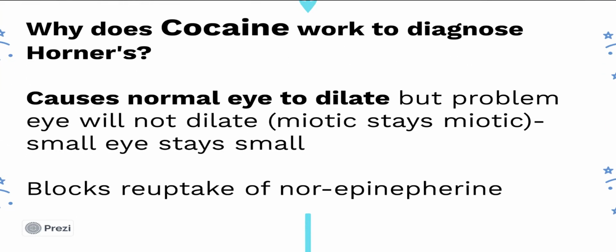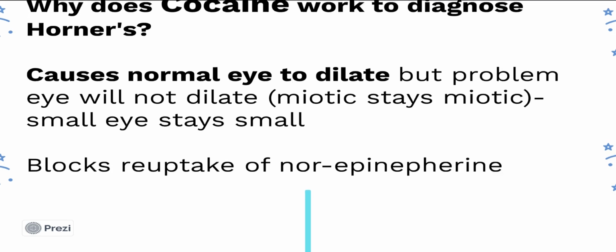Versus cocaine can also confirm that it is Horner's, but the cocaine will take the normal eye and it does not dilate it. So the problem eye will not dilate. The normal eye dilates, but the problem eye stays miotic. So in apraclonidine, the small eye becomes big. In cocaine, the small eye won't dilate and the normal eye will. And the way that works is because it blocks the reuptake of the norepinephrine in the synapse.